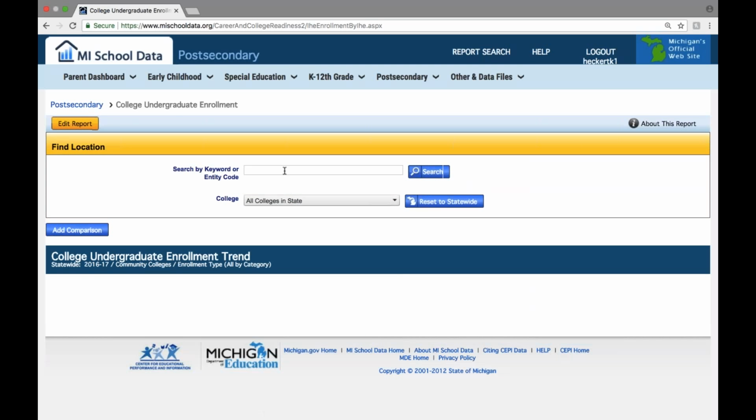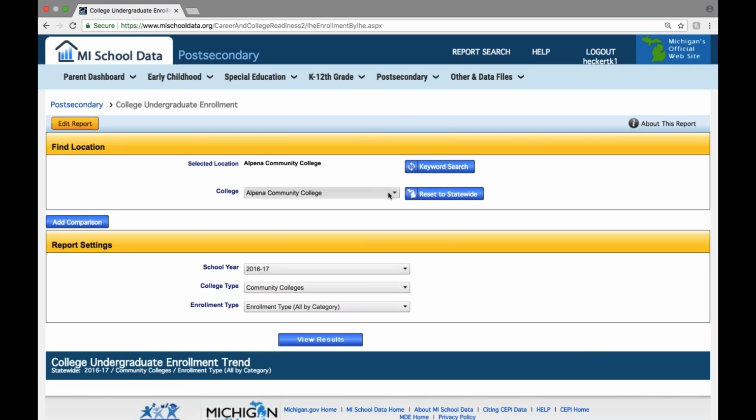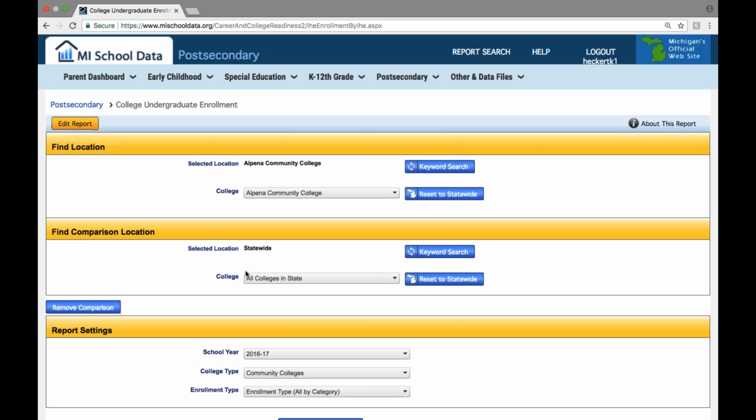I'm going to focus, and it was just on alphabetical order. I'm going to look for Alpena Community College. And I'm also going to decide to add a comparison. I want to see Alpena Community College, their undergraduate enrollment numbers compared to another school. Maybe another community college that I consider a peer, maybe similar events we attend for college nights. Basically, I want to see the trend compared to another. And here I'll go ahead and select, I'll go with Bay Mills.